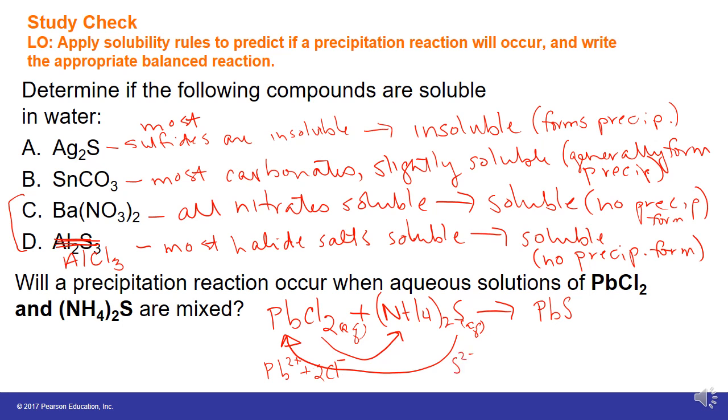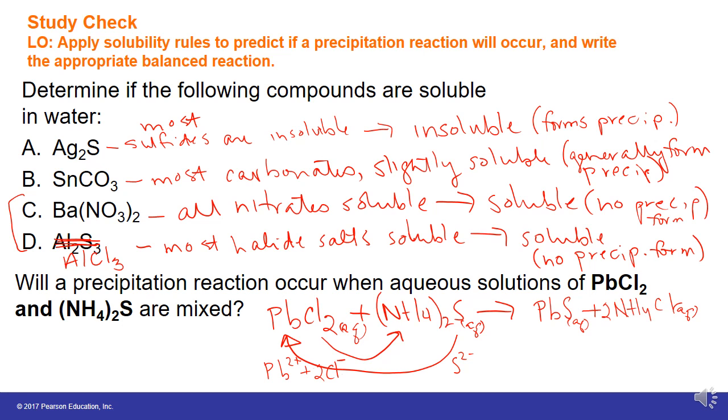So here's the compound for lead 2 sulfide, and we have ammonium chloride. We need to balance out our equation. So what can we do to balance out our equation? Yes, we need to put a 2 here in front of ammonium chloride. So let's put our little aqueous symbols down here.